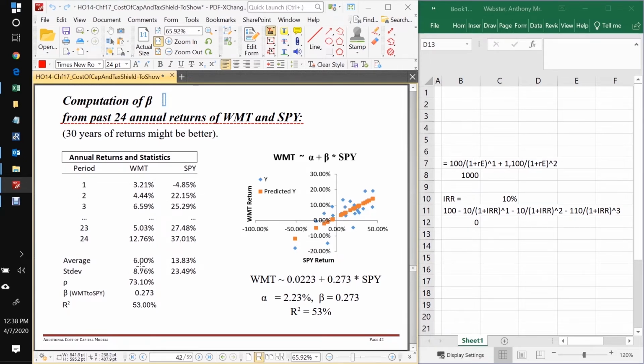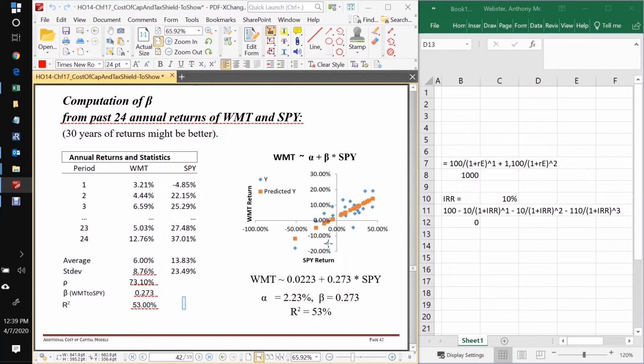So I got the average was 6% for Walmart, almost 14% for SPY. Walmart clearly has a much lower standard deviation, so it's definitely not nearly as volatile as SPY. And I got a correlation coefficient of 73%. And then from the linear regression, which I plotted for us over here, I got the beta. So the slope is very low, right? If it were 0.5, that would be a 45-degree slope. So very low slope. And the R squared, which also pops out of the regression when you do that in Excel, was 53%.